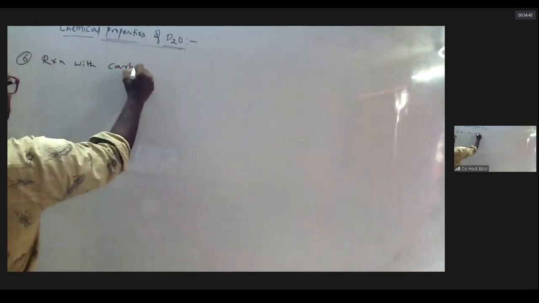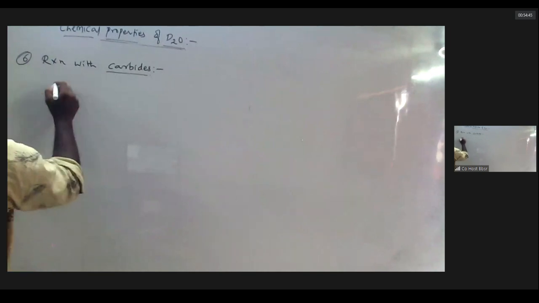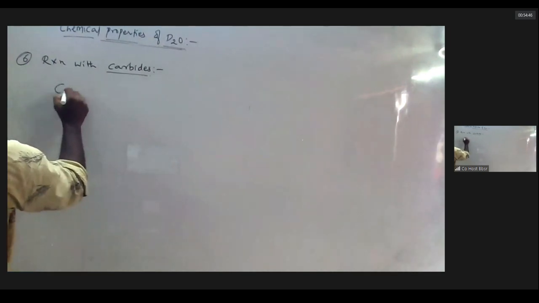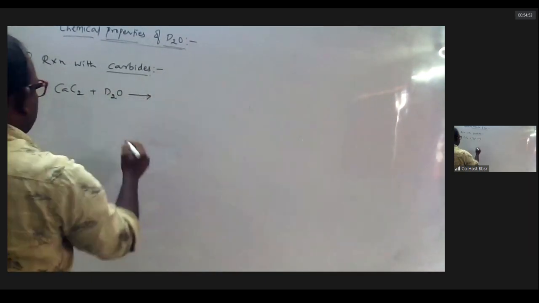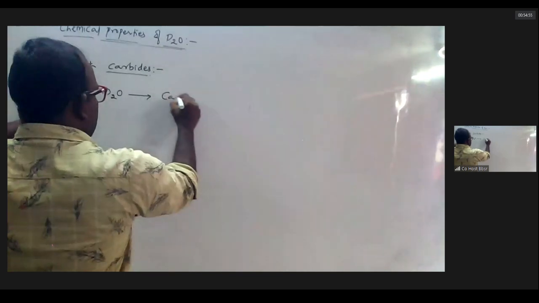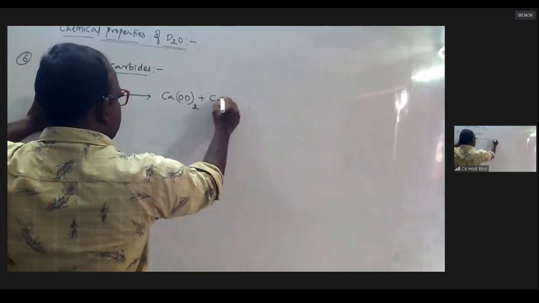Reaction with carbides. Okay, this is calcium carbide reacting with D2O, giving rise to what? Ca(OD)2 taken twice plus C2D2.